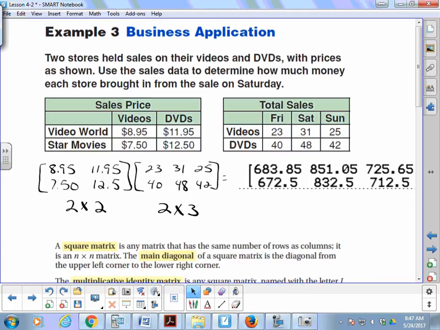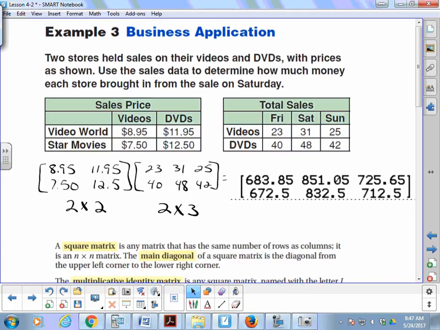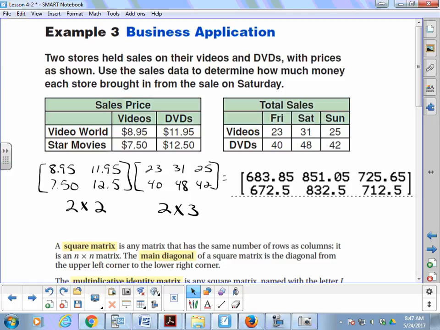And so what these numbers are then is how much money they made on those days. So Video World is now row 1. Star Movies is row 2. And Friday, Saturday, and Sunday are our columns. Okay? So Video World made $683.85 on Friday. Star Movies made $712.50 on Sunday. Okay?